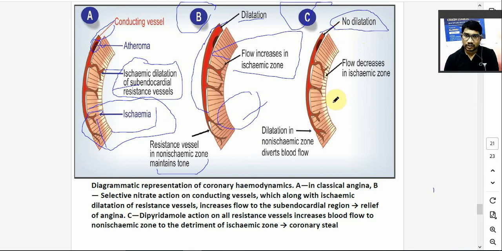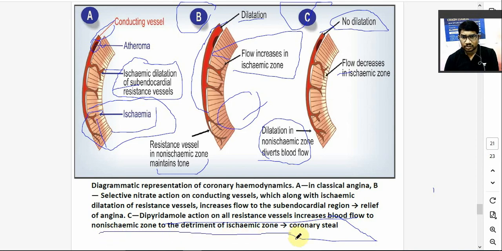Okay, what will it do? It decreases the blood flow in the ischemic zone, with dilation of blood vessels in the non-ischemic zone, and it is also known as coronary steal. Dipyridamole acts on the resistance blood vessels, diverting flow to the non-ischemic zone away from the ischemic zone. That is coronary steal. So it will decrease the blood flow to the ischemic zone and increase the blood flow to the non-ischemic zone.